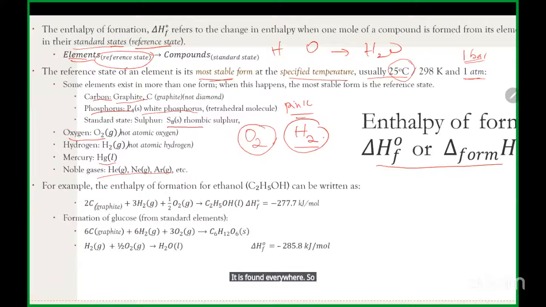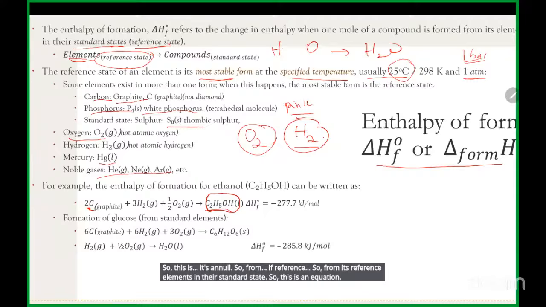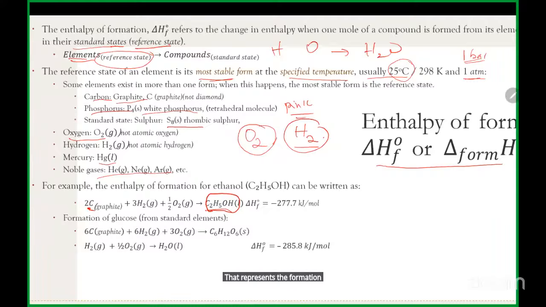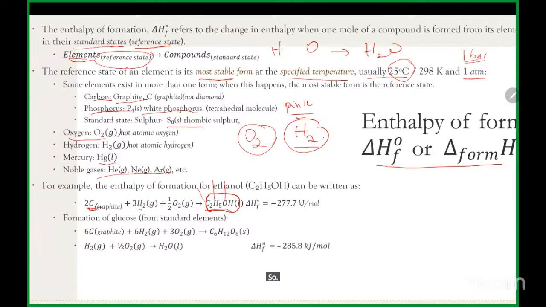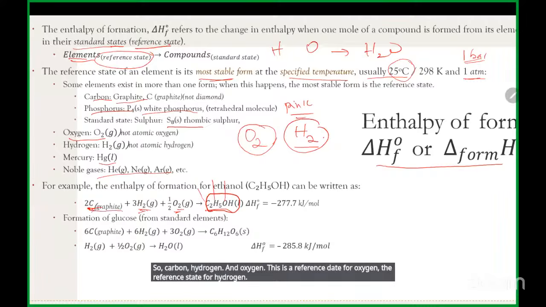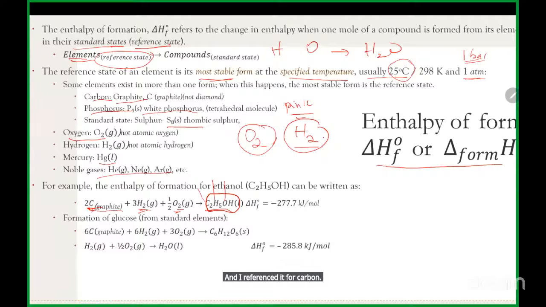So when we're saying the enthalpy of formation of a substance, so this is ethanol, from its reference element in their standard state. So this is an equation that represents the formation of ethanol from carbon, hydrogen, and oxygen. This is the reference state for oxygen, the reference state for hydrogen, and the reference state for carbon, not diamond.